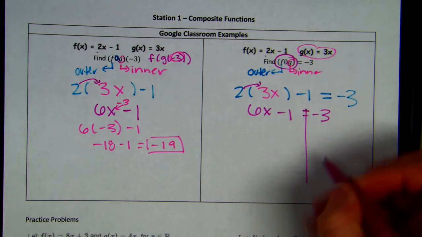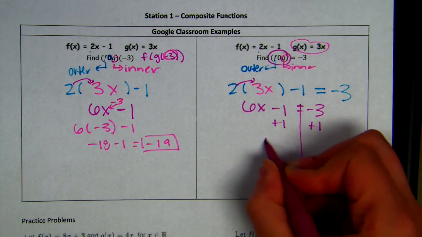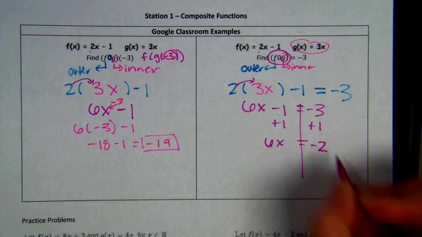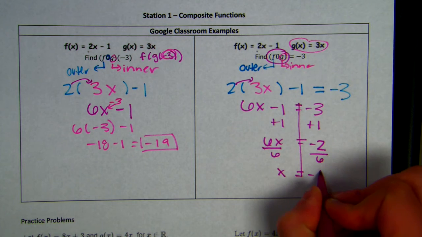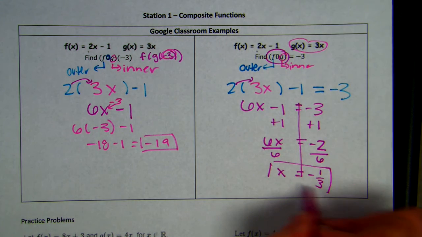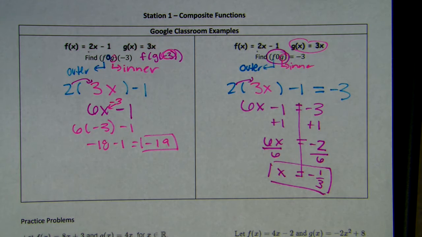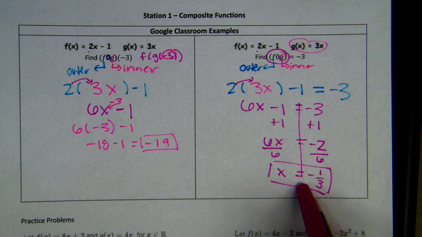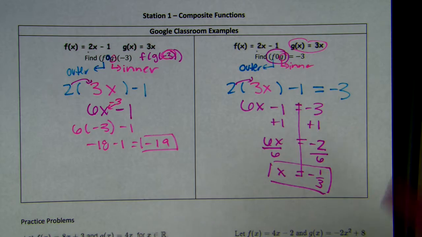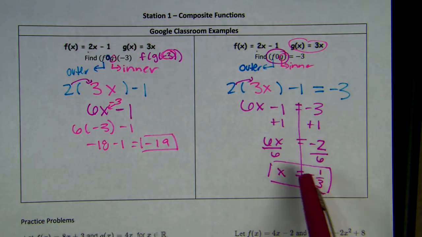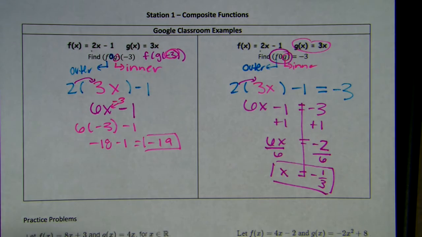What am I going to do here? Add 1 to both sides. 6x equals negative 2. Divide both sides by 6. x equals negative 1/3, and that is my final answer. Notice here that we solved for x. Over there, we found the value of the entire function. So when the whole thing equals a number, know that we're going to be solving for x. Over there, we're just finding the value of the function.